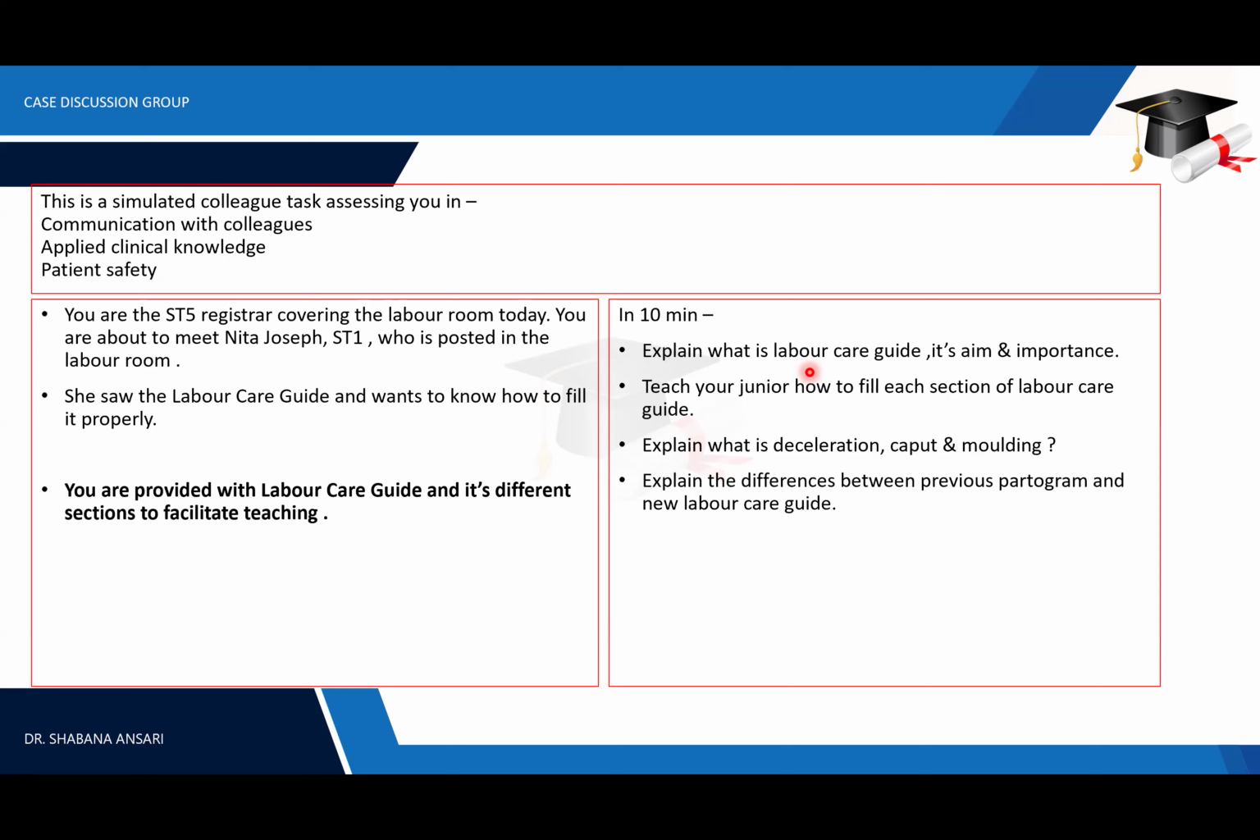Right. Few important things are there. It avoids unnecessary interventions also, because we are starting at 5 centimeters dilatation. It is a very important medico-legal document. It will help in audit as well. And it helps the healthcare professional to start any timely interventions if needed.